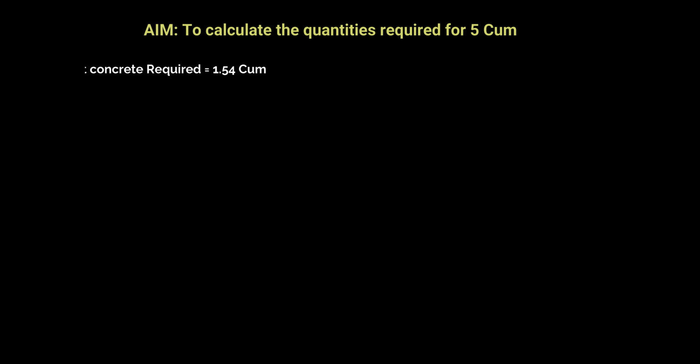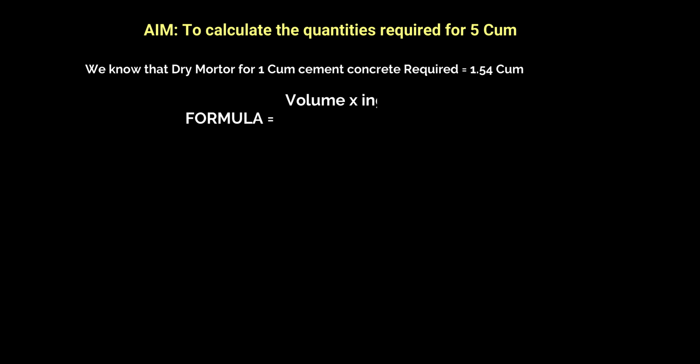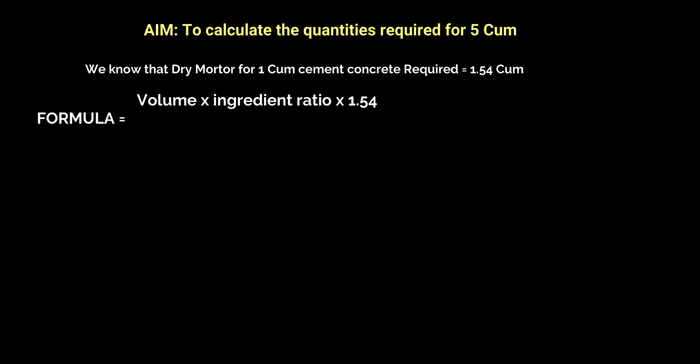Coming to the topic, friends, our aim is to calculate the quantities required for 5 cubic meters. We note that dry mortar for 1 cubic meter of cement concrete required is 1.54 cubic meters. This is given by the formula: volume into ingredients ratio into 1.54 divided by the sum of the ratio.